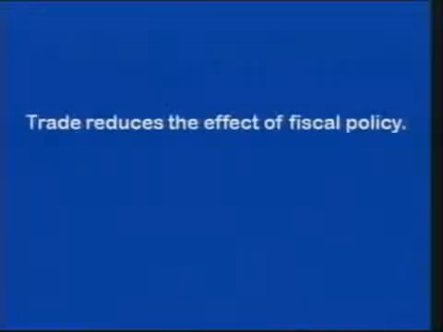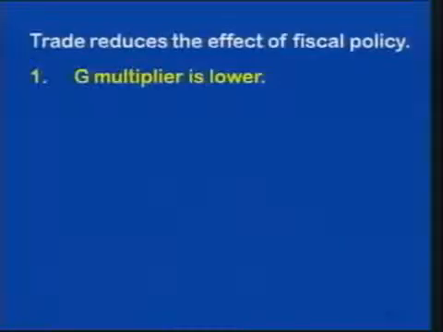That's the overall conclusion. But it does it in two ways. I just described already that the G multiplier is lower because in that ripple effect of the multiplier playing out, of income becoming spent and then becoming income to someone else who spends part of it, that is muted.